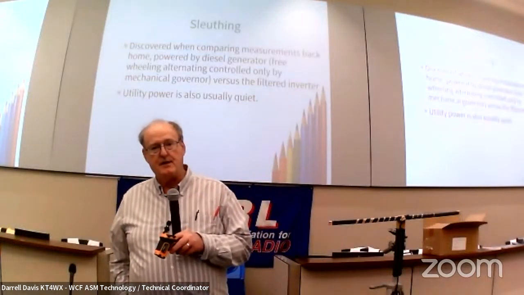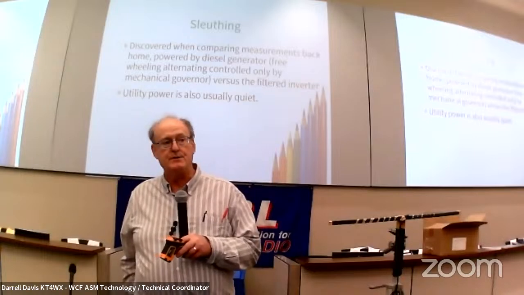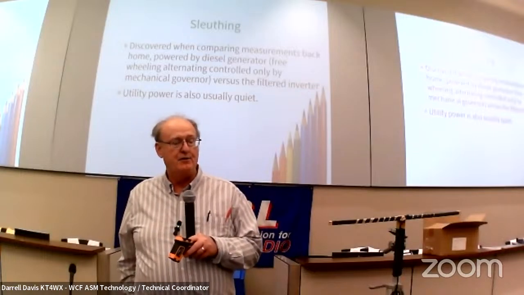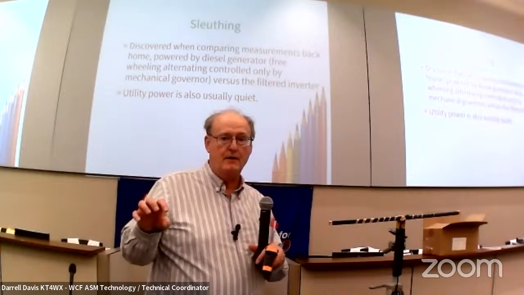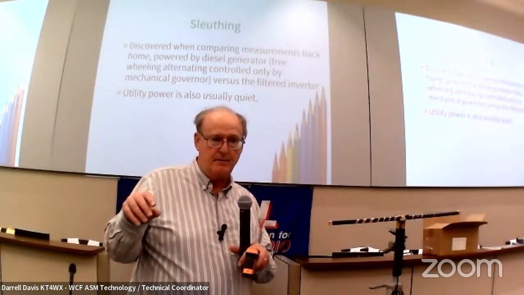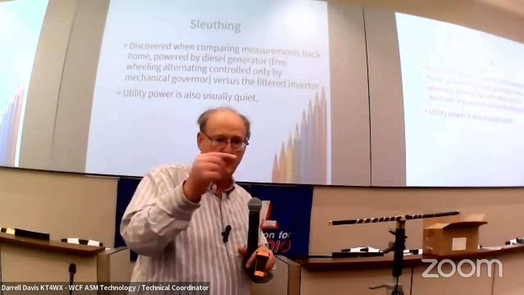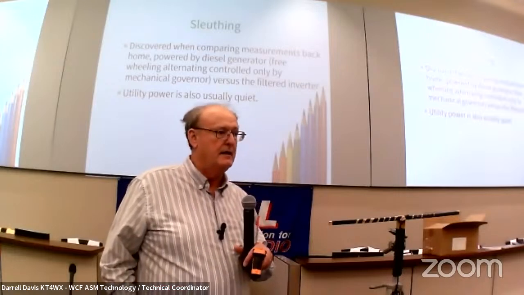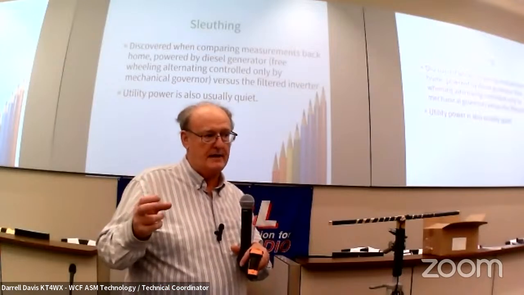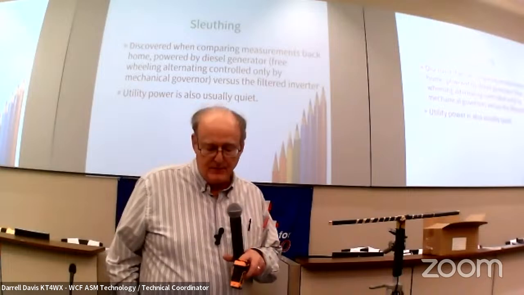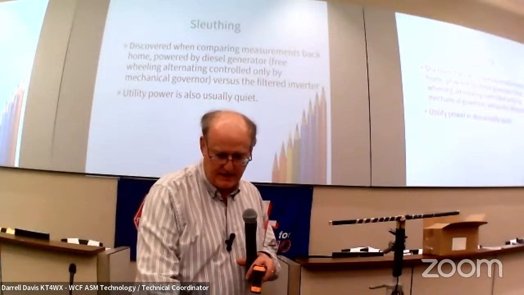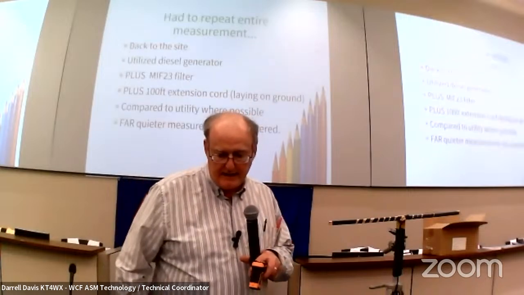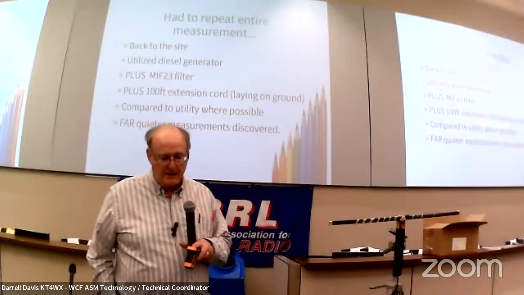The other thing that I've discovered is that utility power is almost always very quiet. And if you're worried about it, you can put a filter on the AC line that you're using for utility power. A ferrite with 11 turns through it is a pretty good shot. Or you can buy filters that are like $11 each on Amazon, and they have pretty good rejection. So we went back and did the whole thing over. We did it a couple of different ways.